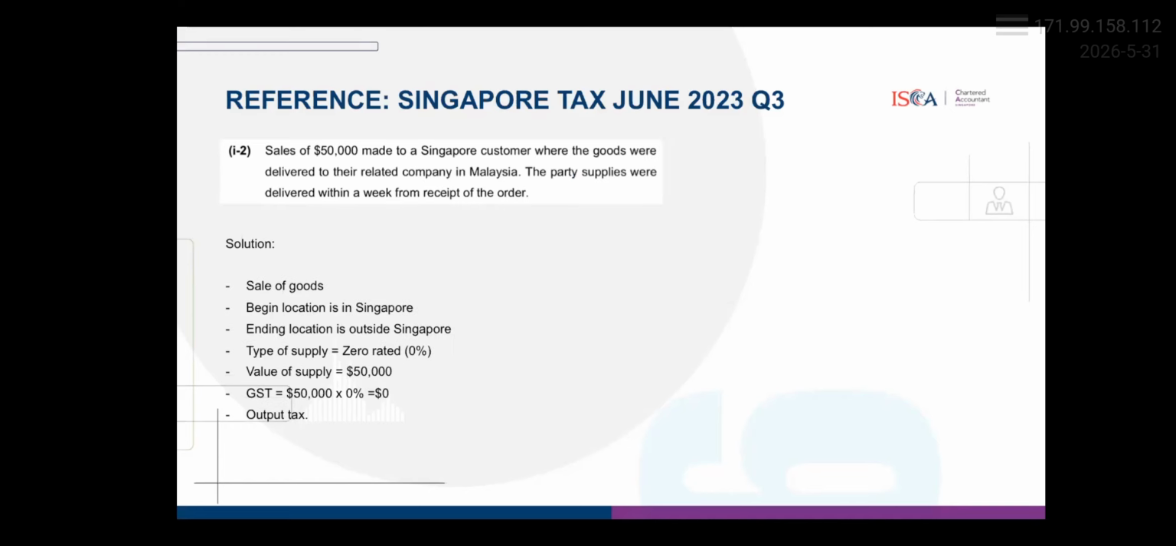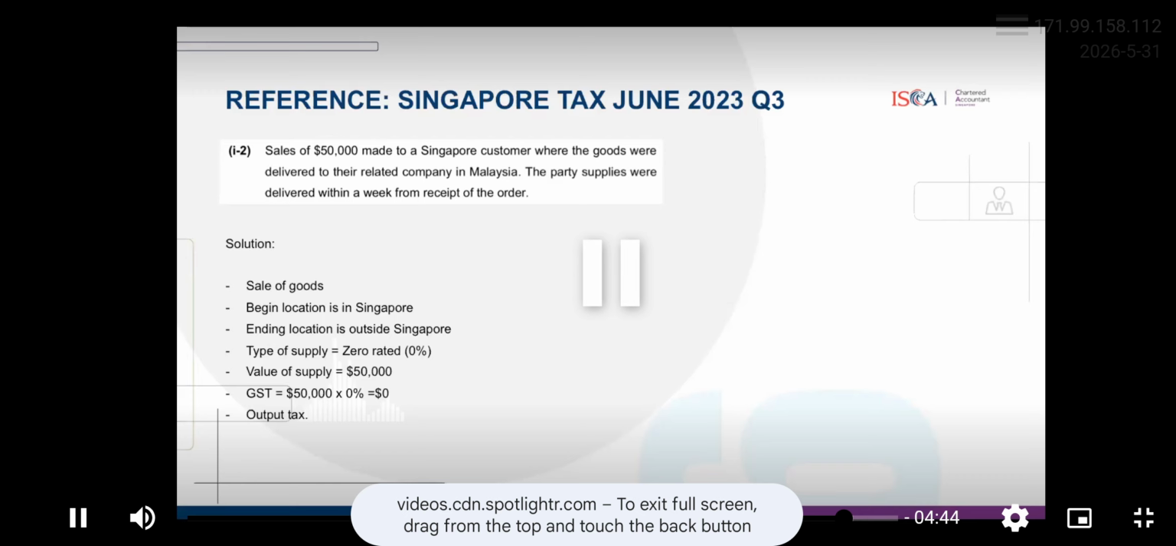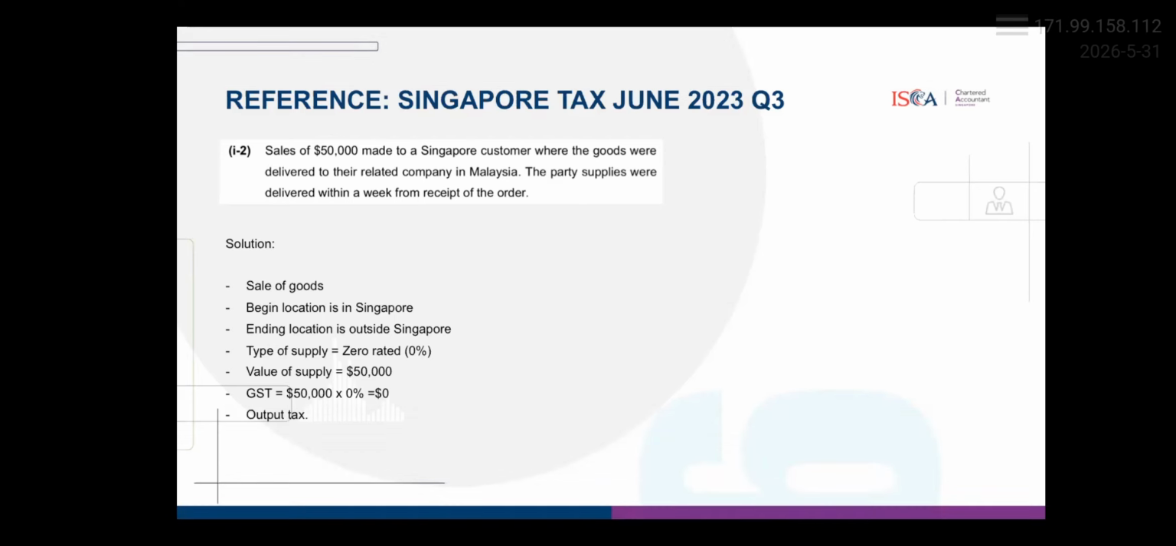We use the same concept and the same flow for the second transaction. There's a sale of 50,000 made to a Singapore customer where the goods were delivered to their related company in Malaysia. For the party supply, the beginning location is in Singapore. The ending location is in Malaysia. It's outside Singapore.